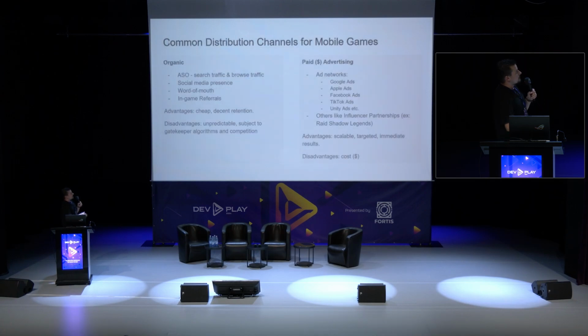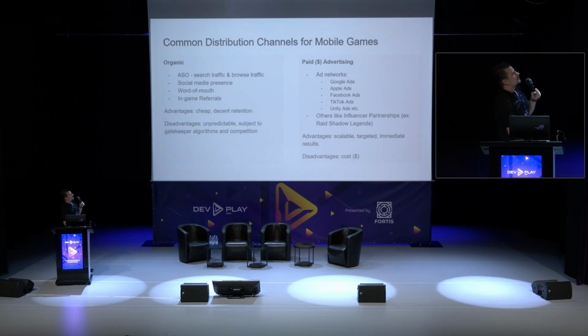Okay. So these are some common distribution channels for mobile games. You got your two major food groups here. You got your organics on the left and your paid advertising on the right. On the organic side, you can try and go for search traffic and browse traffic. You can build a community, have a social media presence. Your players, if your game's good, they're going to recommend it to other players. And you can also give them 20 Ruby jewels to do that, so in-game referrals. There are advantages and disadvantages to this. It's cheap, it's decently retentive, but it's unpredictable, it's not that scalable, and it's also subject to the algorithm that does the distribution in the stores.